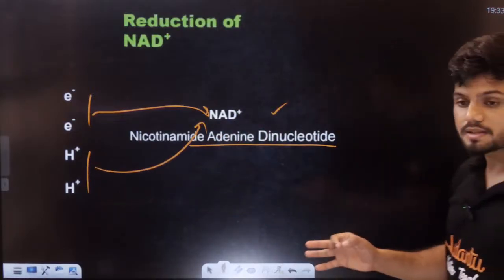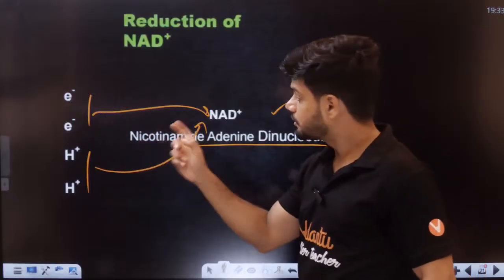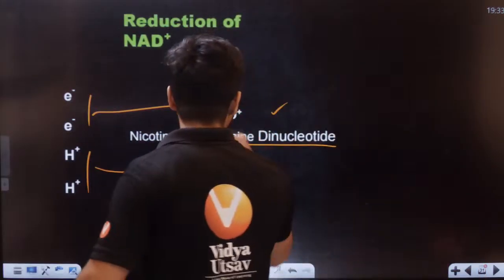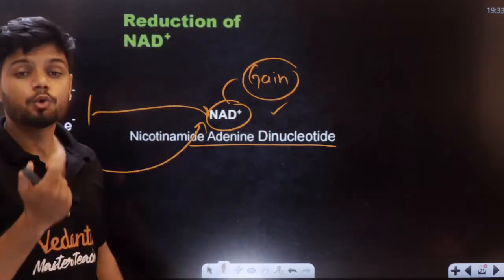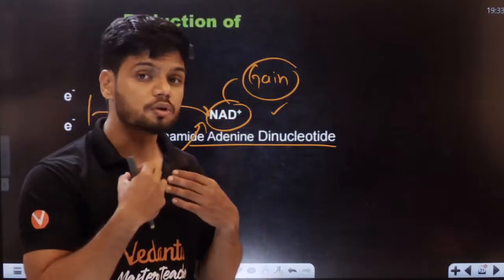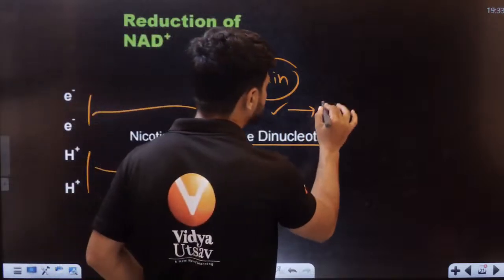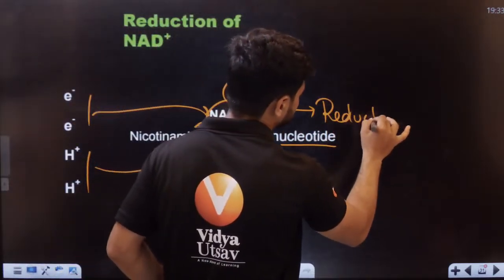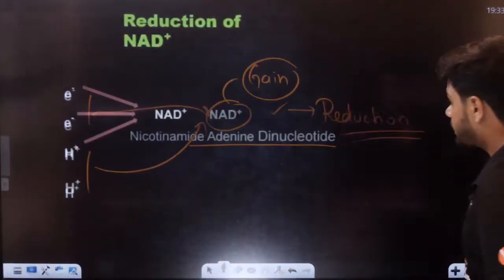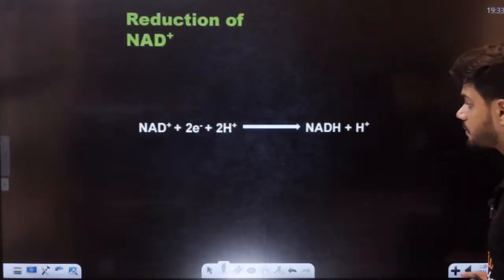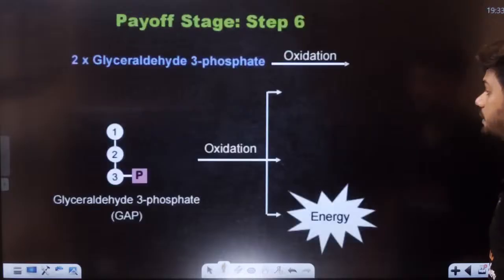Now students, if this NAD+ is taking the electrons and protons, can I tell it is gaining them? Yes, this NAD+ is actually gaining them right now. What do I call gain of electrons and gain of protons? It is called reduction. Yes or no? So NAD+ will take the electrons and it will get converted to NADH, students.